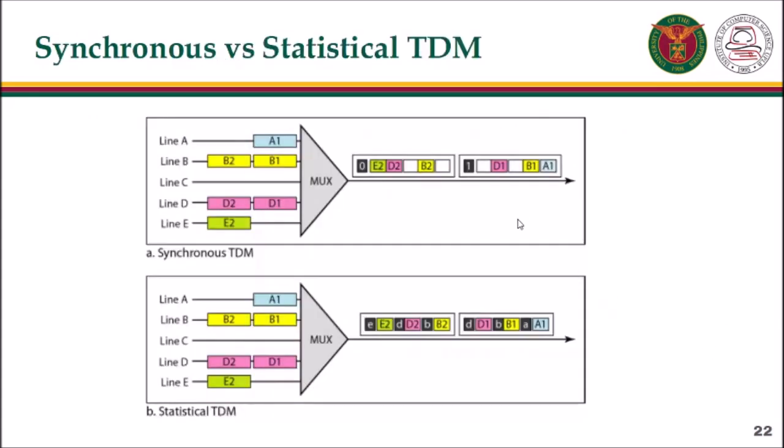You can see here the difference between synchronous and statistical TDM. In synchronous TDM, some slots are empty because the corresponding lines do not have data to send. In statistical TDM, there is no slot left empty as long as there is data to be sent by any input line. Also, the output slot in synchronous TDM is totally occupied by data. In statistical TDM, a slot needs to carry data as well as the address of the destination. In synchronous TDM, you can see the framing bits.